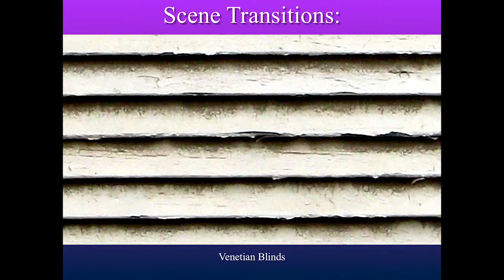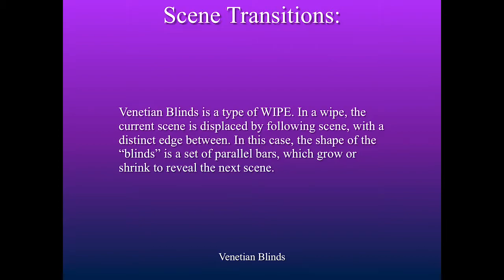Now, the Venetian blinds, that is a type of wipe. In a wipe, the current scene is displaced by the following scene with a distinct edge between. In this case, the shape of the blinds is a set of parallel bars which grow or shrink to reveal the next scene.